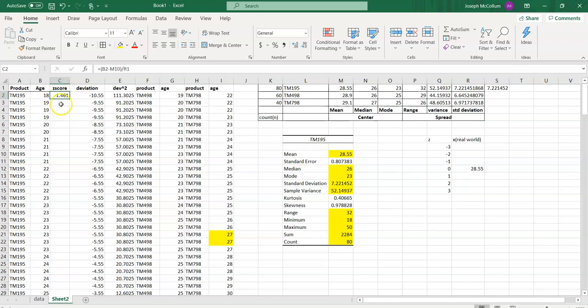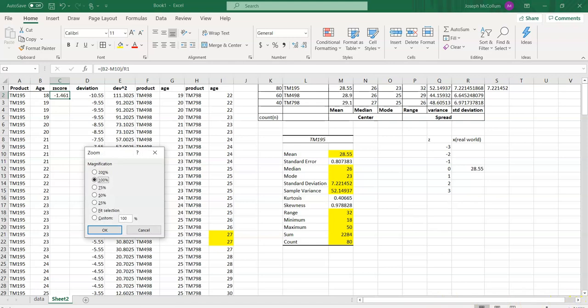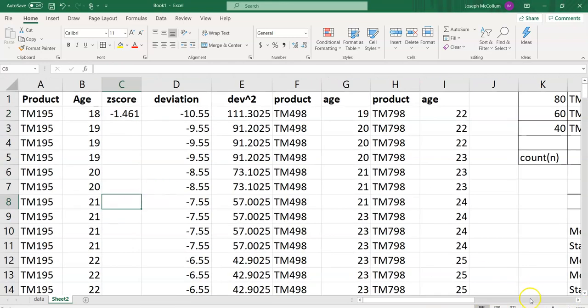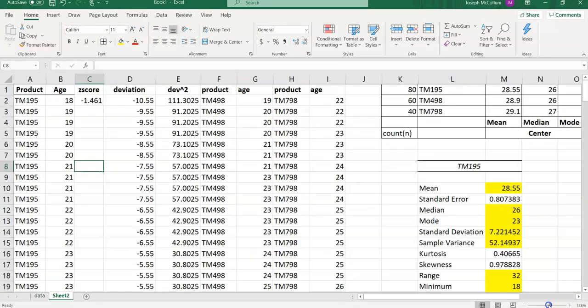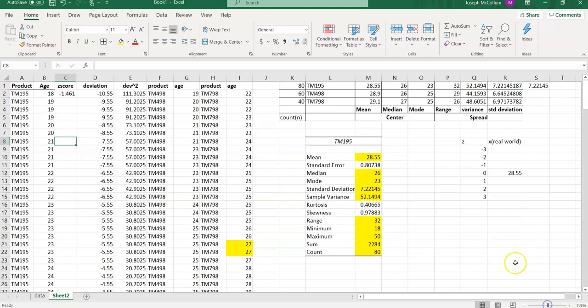Now, notice I got a negative z-score. You want to know what that means to me? That means we are way under average. I'm just trying to make it a little bit bigger or smaller. It's kind of tough, but this seems good enough. So that's the z-score of 18.